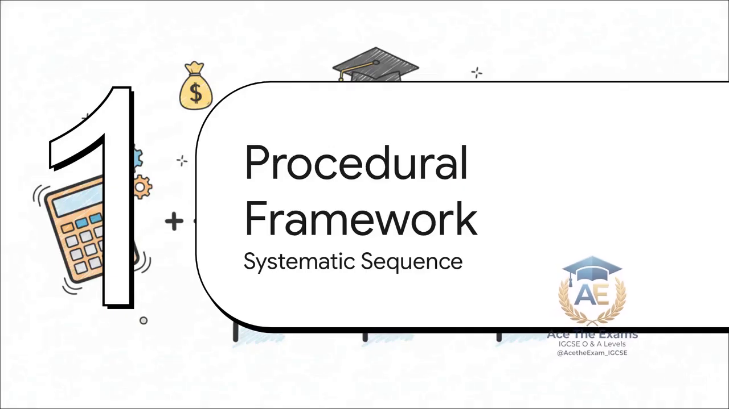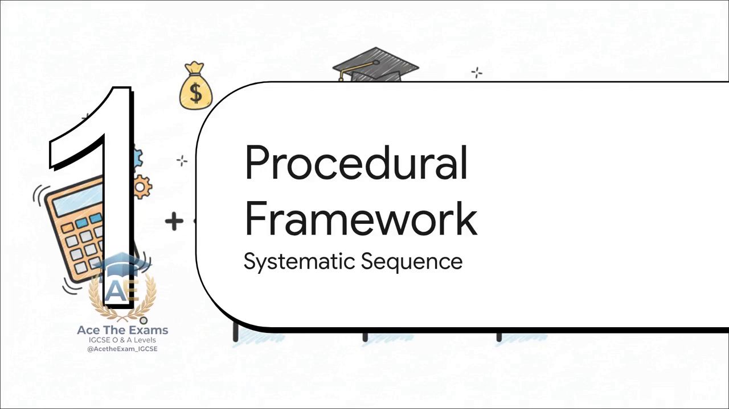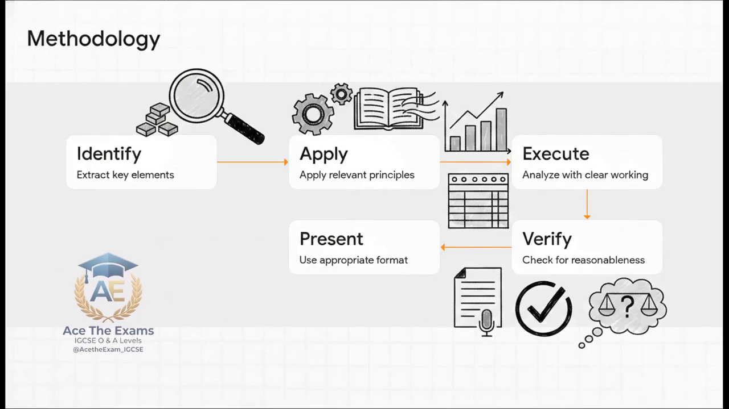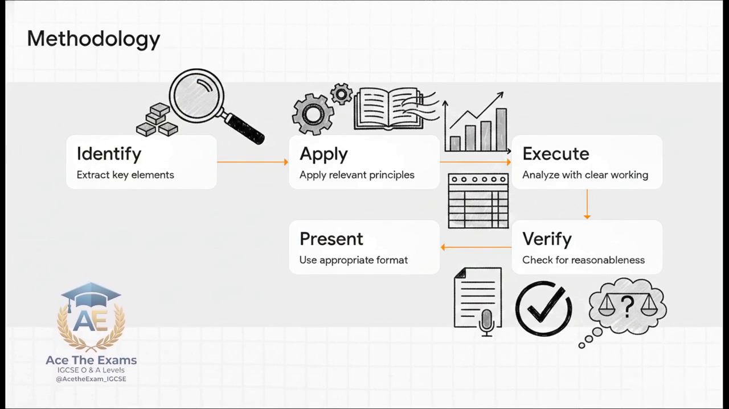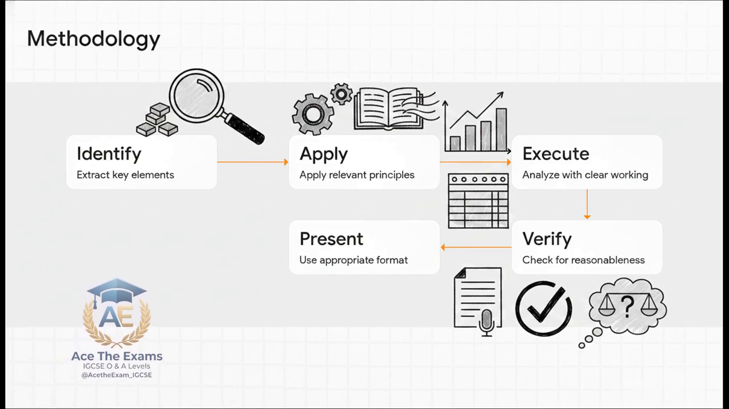Section 3, the procedural framework, systematic sequence. To combat that panic, this is your fail-safe 5-step procedural framework to deconstruct complex data without getting overwhelmed. Step 1, identify the key elements from the stimulus using a 3-step question scan. Highlight the command word, isolate the content knowledge required, and circle the hidden constraints of the prompt.